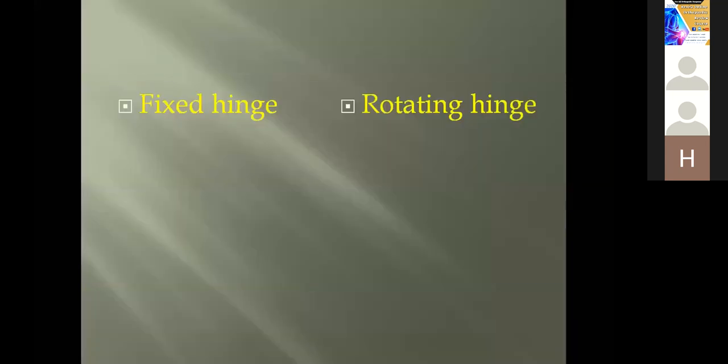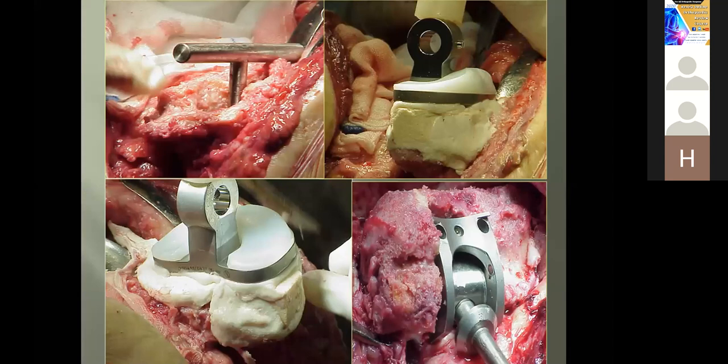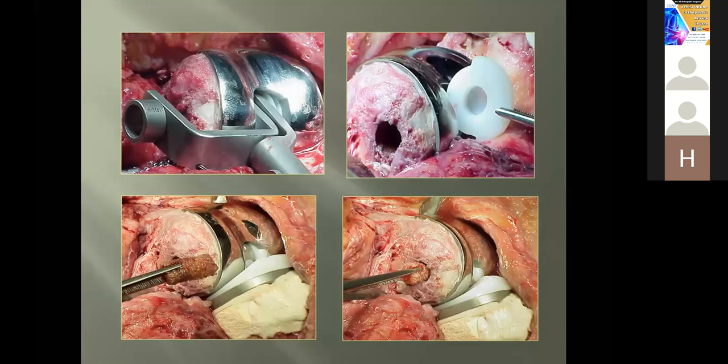The hinges could be a fixed hinge or a rotating hinge. This is what we mean by the fixed hinge. Although it's much more stable, on the other hand, it puts much more stress on the stem-bone interface in the femur and the tibia. It is mainly for grossly unstable knees and for some cases of tumors limited to the articular surface. Here, as we see, the hinge is fixed, allowing flexion extension only, no rotation at all. For proprioception, the patient will be much less satisfied than patients with a rotating hinge.